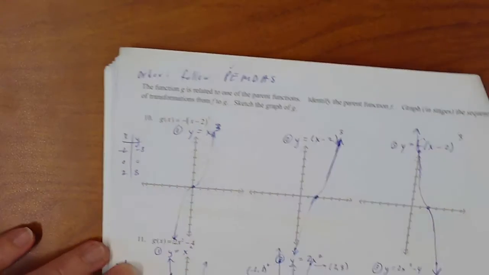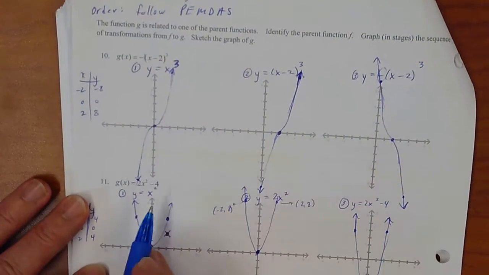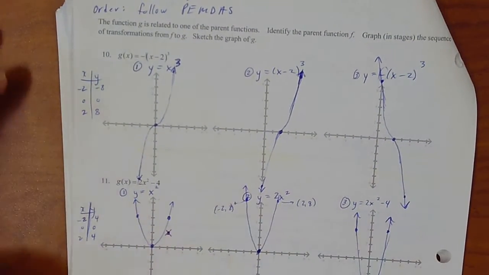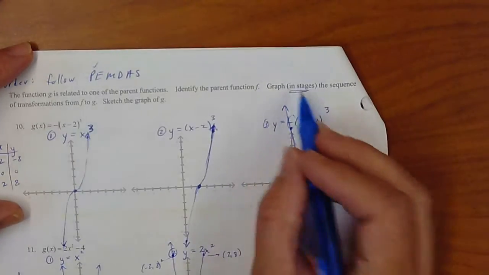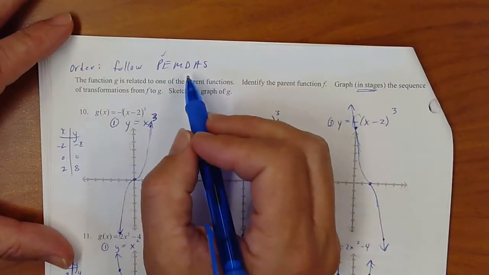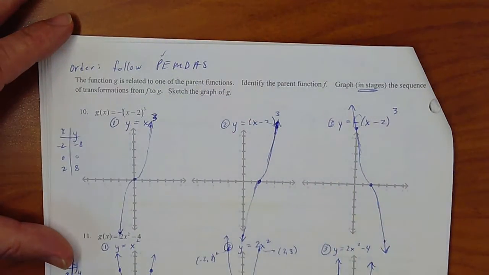Next page. Now we're kind of putting this all together. There's going to be multiple transformations, sometimes 2, 3, or 4 steps. All right, so when you're breaking down these steps, graphing them in stages, follow your order of operations. Otherwise, sometimes you get the wrong graph.